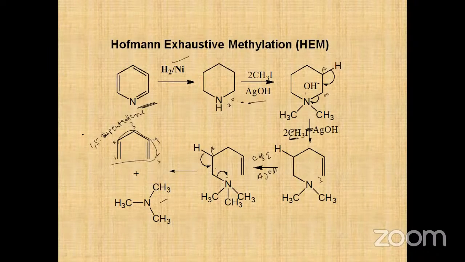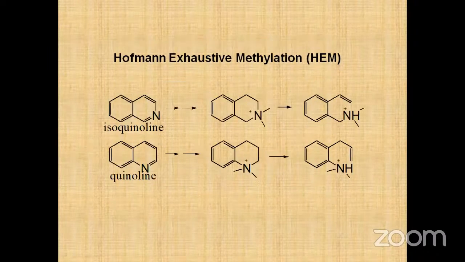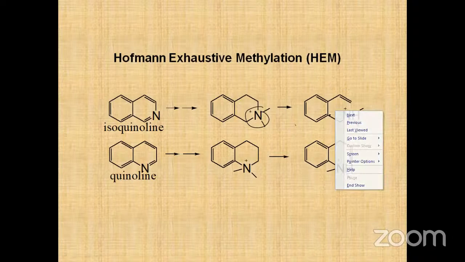Right. Similarly, Hoffman exhaustive methylation of isoquinoline and quinoline gives this pattern. We can do that. After formation of this quaternary ammonium salt, that leads to the formation of this derivative. A styrene derivative is generated.